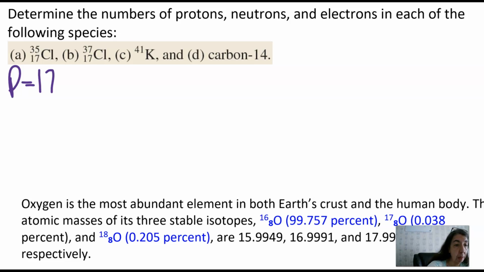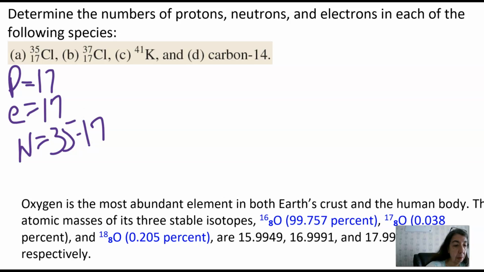And then the electrons are 17, because it's a neutral atom. And then the number of neutrons is just equal to 35 minus 17. So 35 minus 17 would give you 18. So that's how many neutrons you have.